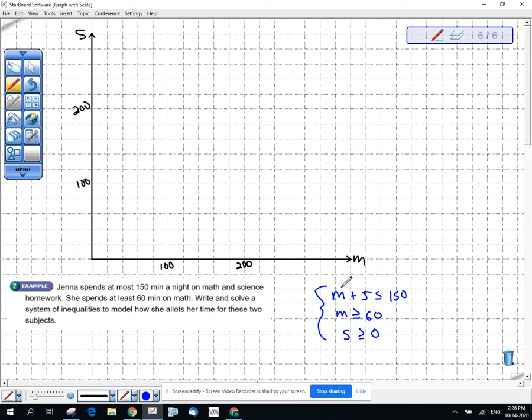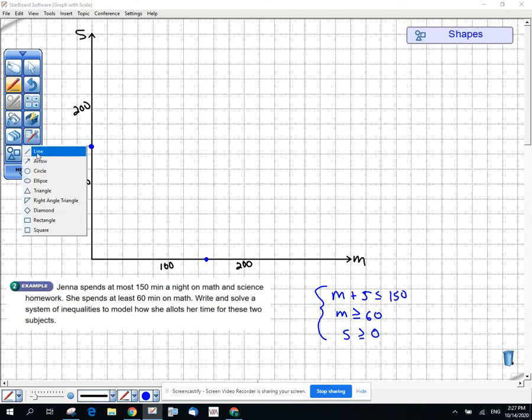Really easy to graph this out of standard form. You plug a 0 in for m, you're going to get 150 for s. You plug a 0 in for s, you're going to get 150 for m. That's 2 quick points: (150, 0) and (0, 150). I didn't even write those down because that seems so obvious. Again, you plug in 0 here, all you have is s equals 150. You plug in 0, you get m equals 150. And I'm saying equals because I need to get the line in place first. Then after I get the line in place, we'll worry about shading.